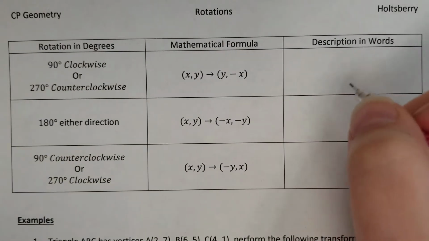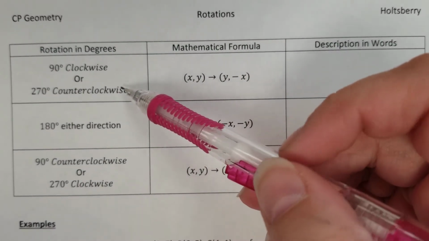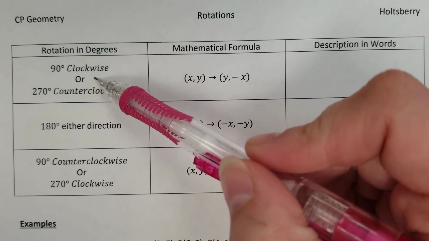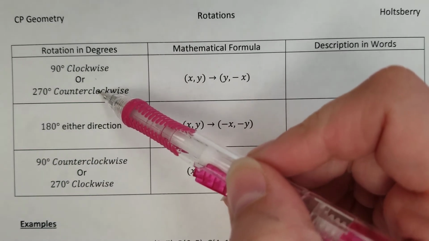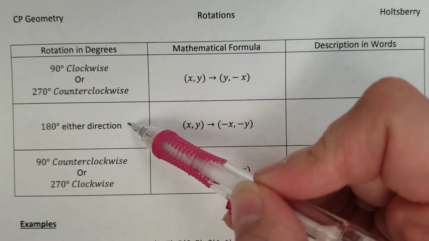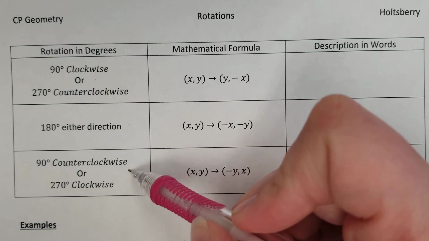Right, so our next set of notes are rotations, and there are three main rotations by degrees. There's 90 degrees clockwise, which is the same as 270 degrees counterclockwise. Then there's 180 degrees either direction, and then 90 degrees counterclockwise or 270 degrees clockwise.